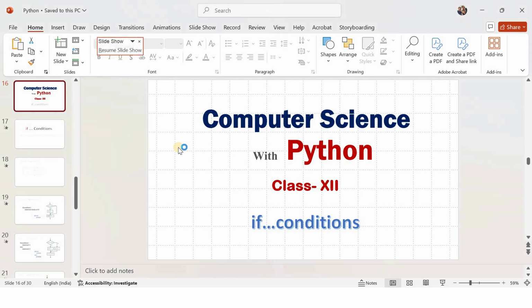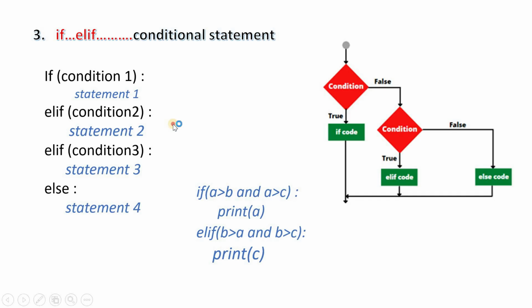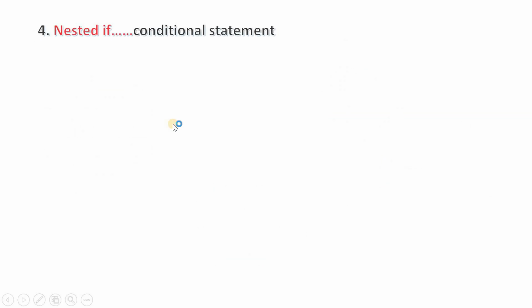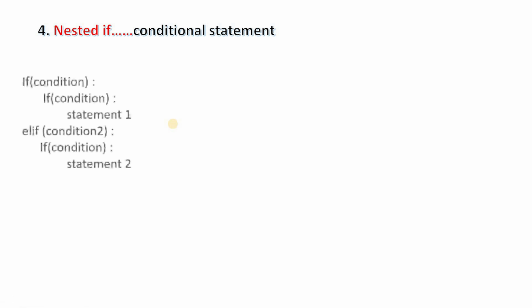Okay. Now let's move on to the next part of the conditional statement, which is called the nested if condition. What is the exact meaning of nested condition? Nested condition means nested if. When we write a condition within a condition, it is called a nested condition. A condition inside a condition, an if inside an if, is called a nested if or nested condition.